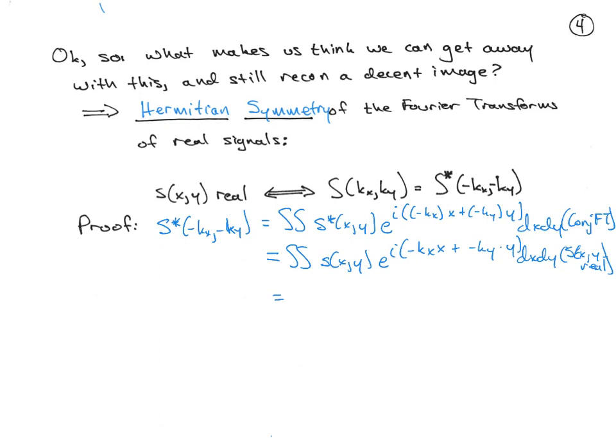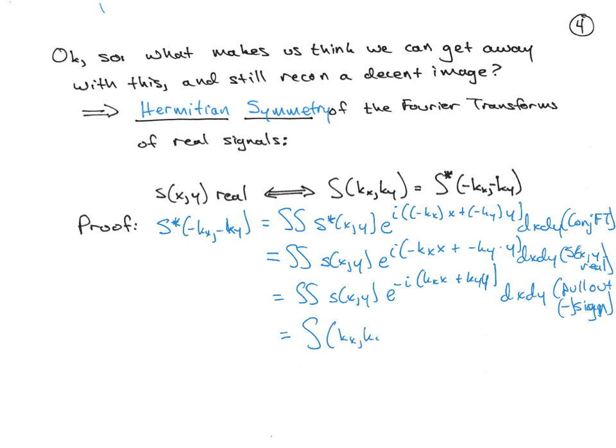Then if we pull out the negative sign from the kx and ky, we have s(x,y) e to the minus i times (kx times x plus ky times y) dx dy. So here we pulled out the minus sign. And of course this is equal then to the Fourier transform of the original signal, S(kx,ky). So we've shown that if s(x,y) is real, then the Fourier transform S(kx,ky) is equal to the complex conjugate of itself, flipped about the origin.